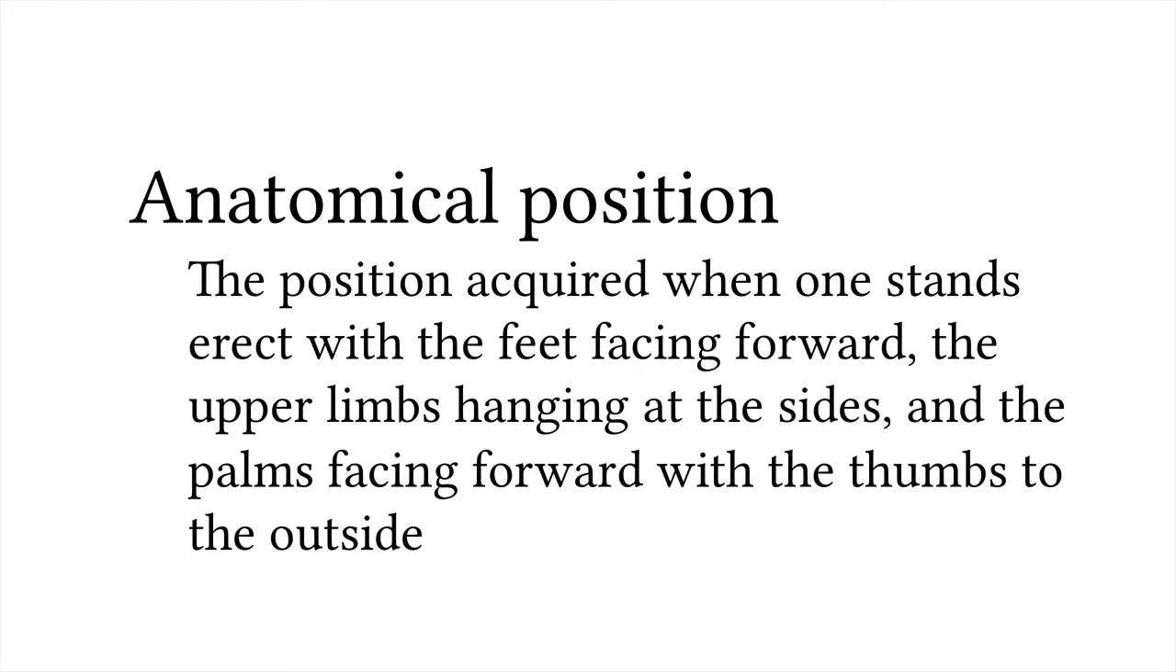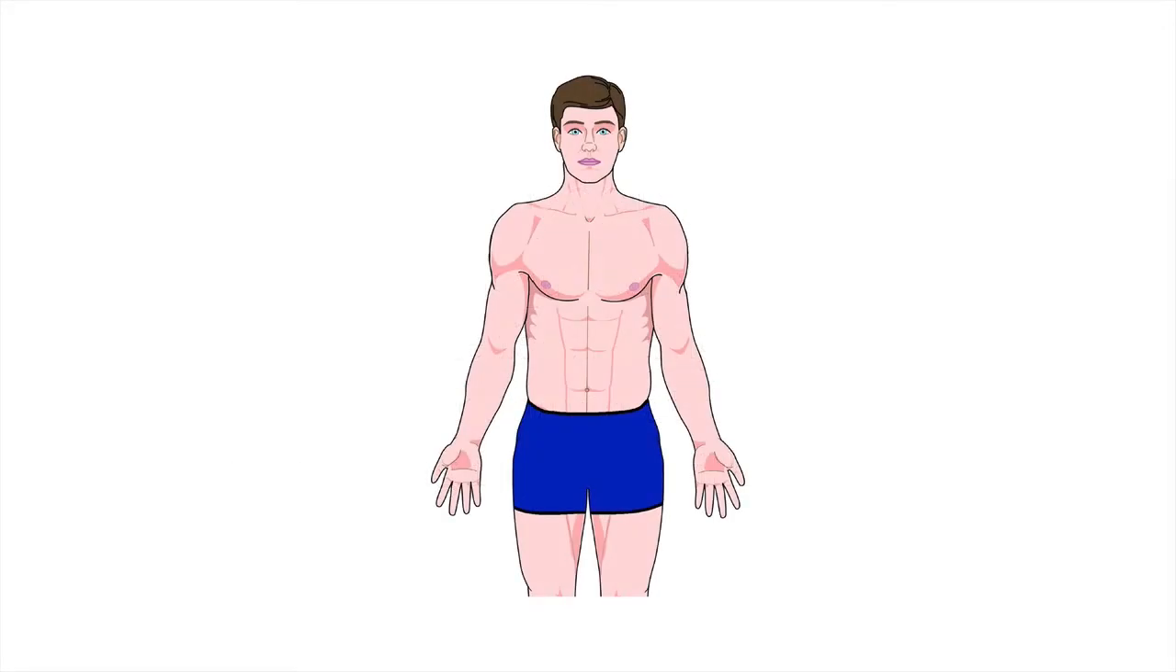Anatomical position is the position acquired when one stands erect with the feet facing forward, the upper limbs hanging at the sides, and the palms facing forward with the thumbs to the outside. It's the position of all the diagrams that were used when I introduced the systems of the human body back in Module 1. This is a good point of reference, and from this reference point, I can now use terms for direction so you will better know what I'm talking about when I refer to positions of the body.